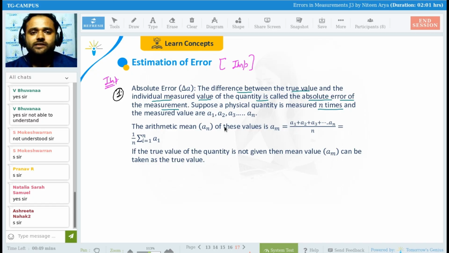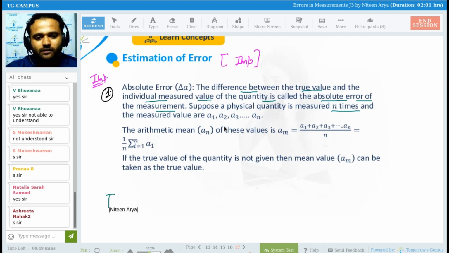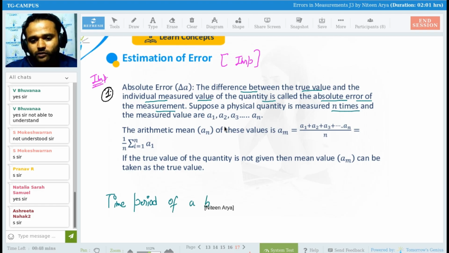What is the meaning of this, beta? Suppose time period. Okay, let's stick to the time period in the next slides. Time period of a pendulum. Okay, instead of this, a very basic thing. Time period. Interesting, I can make this experiment. The time period of a blinking of an eye.